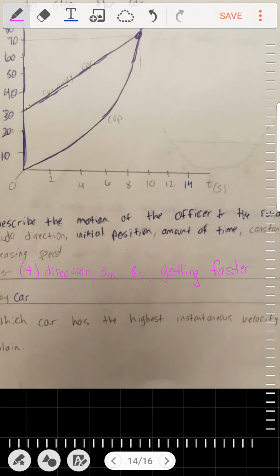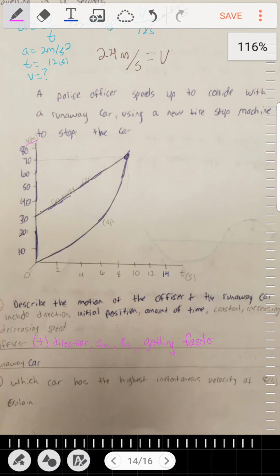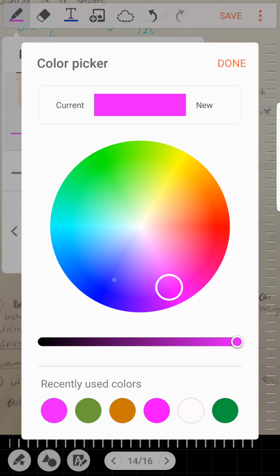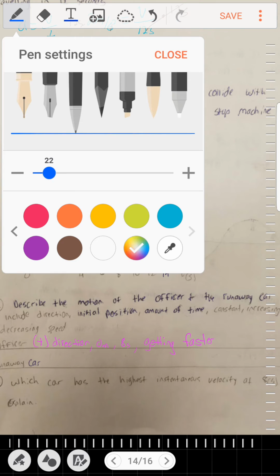Let's look at the runaway car. What direction? Again, it's going away from 0 in a positive direction. So the direction's still the same. Positive direction. Let's get this blue.